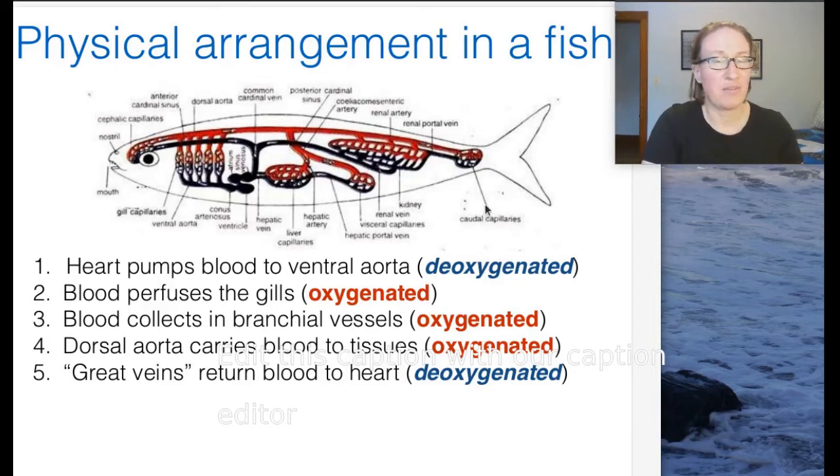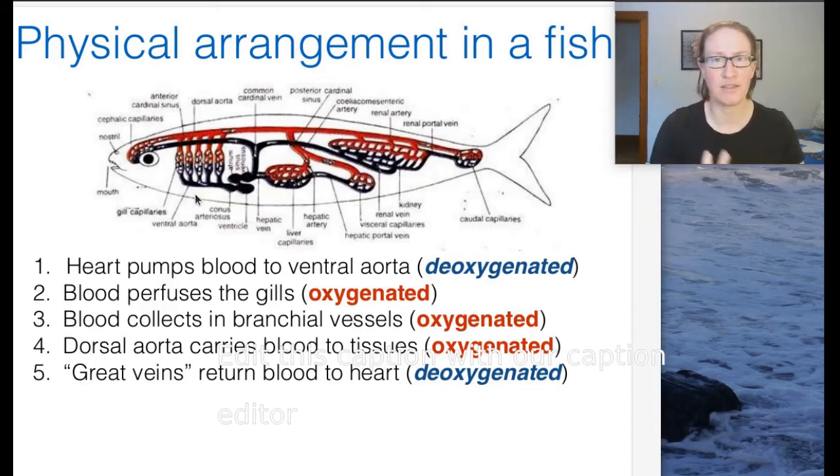So now here's a diagram of the physical arrangement of circulatory structures in fish. And you don't need to know this in excruciating detail for my purposes, but I think it's just useful for kind of understanding the events that are taking place. So we'll start out at the fish heart. Here is our fish's heart. And the heart is going to pump blood to the ventral aorta.